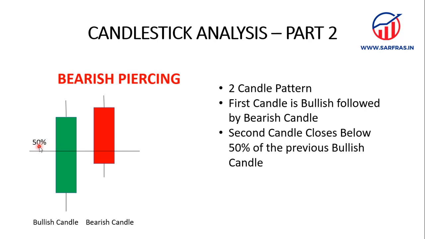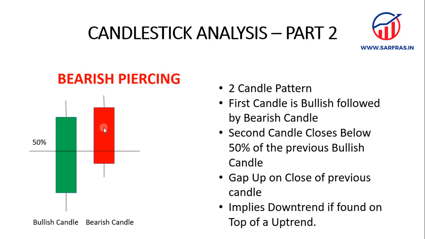So the first candle is bullish, followed by a bearish candle. The second candle closes 50% into the body of the previous bullish candle, and you can see there is a gap up, meaning the price was still moving higher from the close of the previous candle. Especially at the top of an uptrend, it implies a downtrend. So if the trend is moving upwards and you see this at the top, you can expect a price correction due to a lot of selling pressure or profit booking.